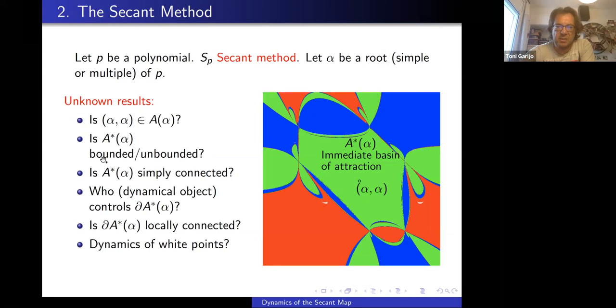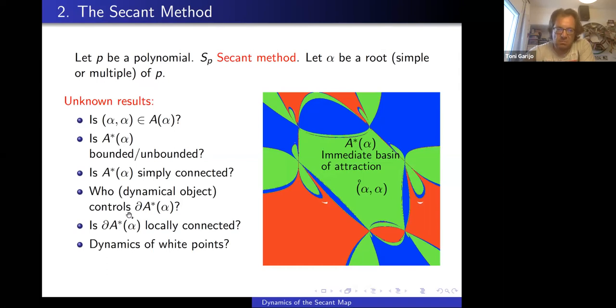Also, about the immediate basin of attraction, whether it is bounded or unbounded. Remember that this could be useful to obtain initial conditions. Also, whether the immediate basin is simply connected or not. Also, we are interested in the "who": which dynamical object controls the boundary of the immediate basin of attraction of a root. In complex dynamics, this dynamical object is the Julia set.